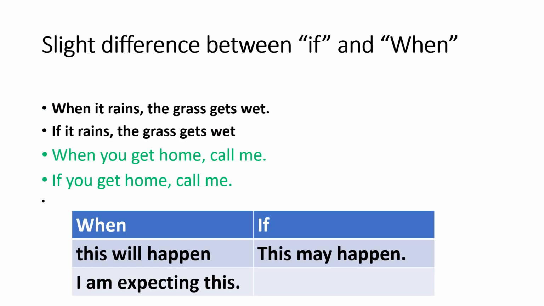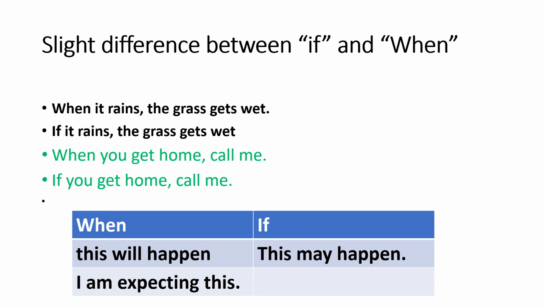So what is the difference between if and when? Most of the time there is no difference and we can use them interchangeably. For example, when it rains, the grass gets wet. Or we can say, if it rains, the grass gets wet. There is no difference in meaning because this is always true. But sometimes there is a difference. When is used when you are certain. You know that something will happen. You are expecting this. You use if when you think that it might happen.